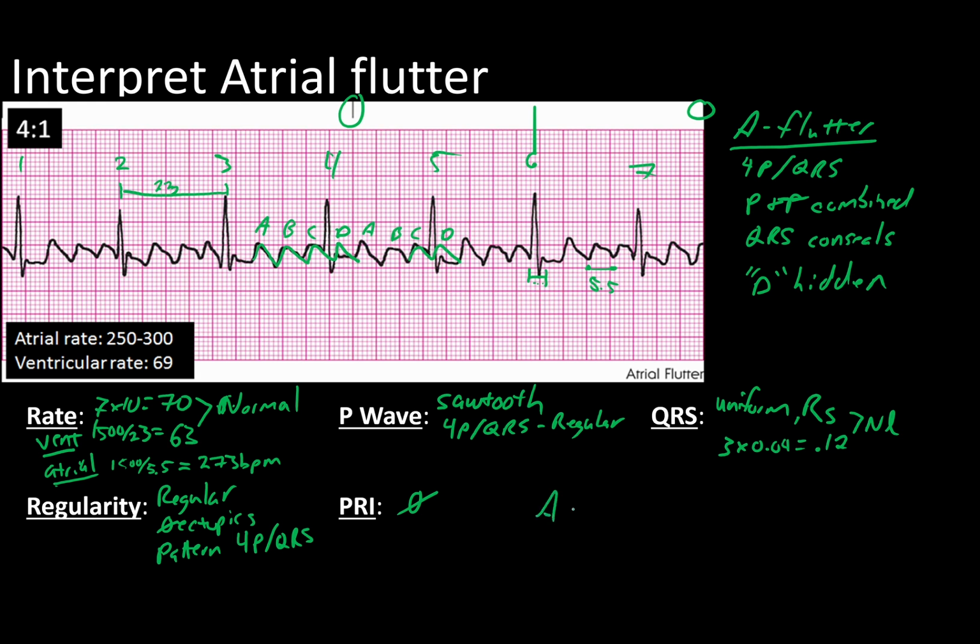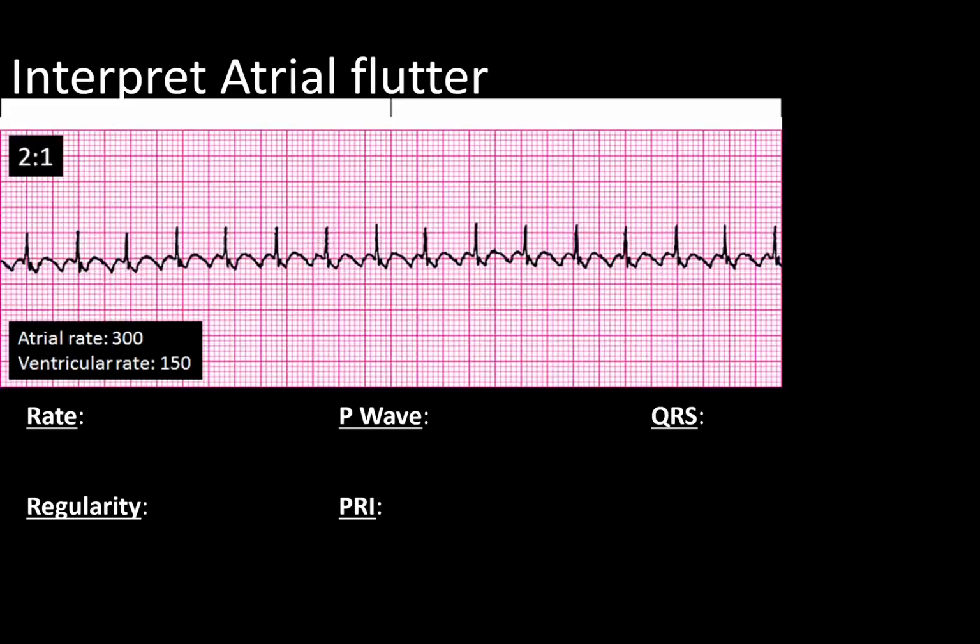So in this case, we have atrial flutter with a 4-to-1 block. Okay, so I've got that there, and we're going to go ahead and count these out. 1, 2.